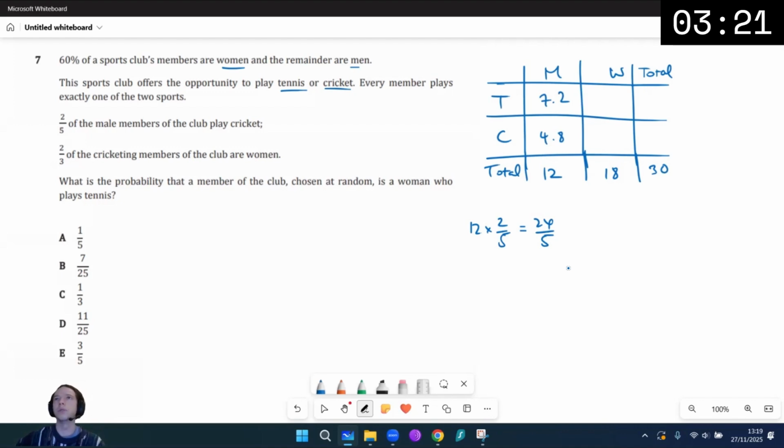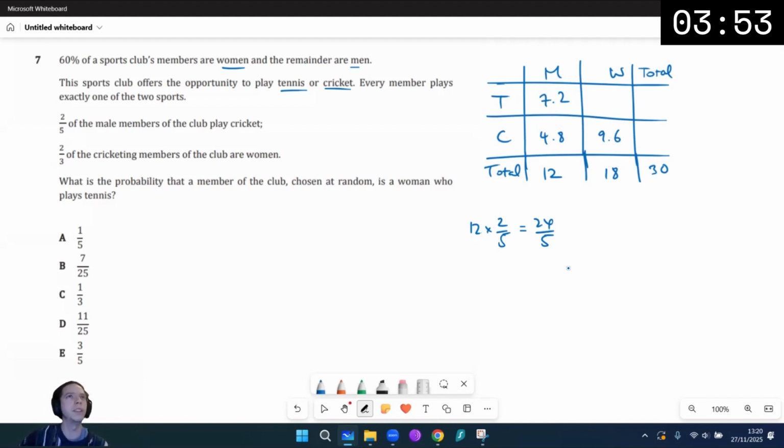And 2/3 of the cricketing members of the club are women. Let's see. So 2/3 of the cricketing members are women. Okay, so that's interesting. We know that the male cricketers are 4.8 and 2/3 are women. So that means it's 1/3 of the cricketers are men, and this is 2/3. So the women are twice the men, which is going to be 9.6. 4.8 times 2 is 9.6. Okay, so far that's what I have. We could populate the rest.